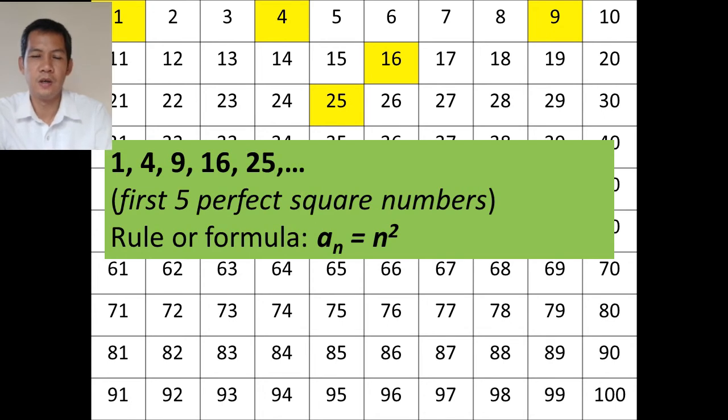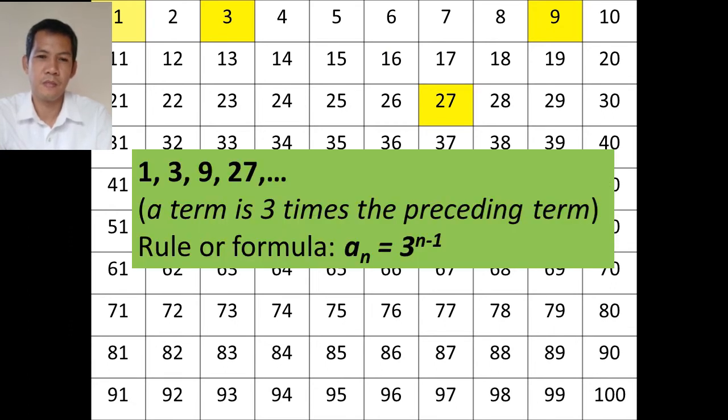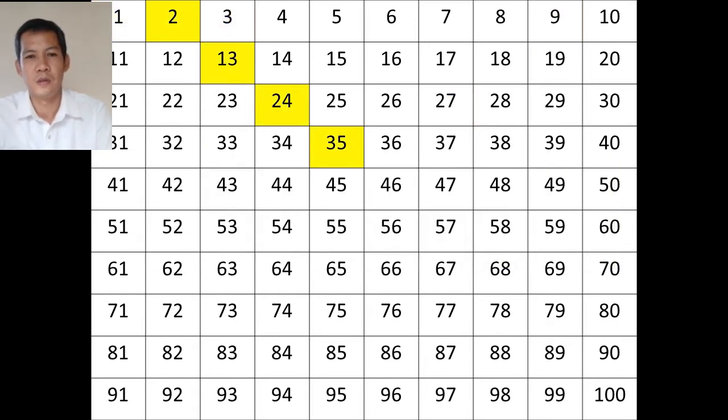Okay, let's proceed. Maybe you have generated 1, 3, 9, 27. And what's the pattern? As you can see, a term is obtained by multiplying 3 to the preceding term. And the rule is a sub n equals 3 raised to n minus 1. Next, you may have also generated 2, 13, 24, 35.